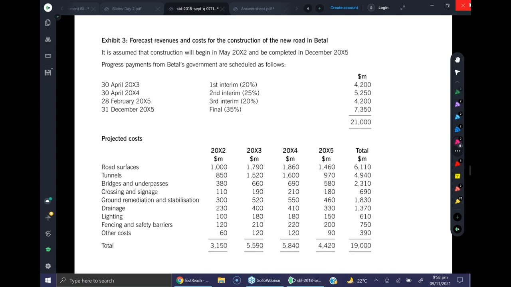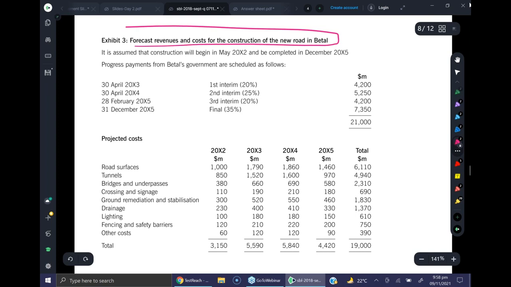Okay, next is exhibit 3. It's the forecast revenues and cost for construction of a new road in Beetle. So we have the revenues and costs. It is assumed that construction will begin in May and be completed in December. Progress payments are given here. There will be 4 payments, and total payments will be $21,000 million. These figures are rounded off to millions.